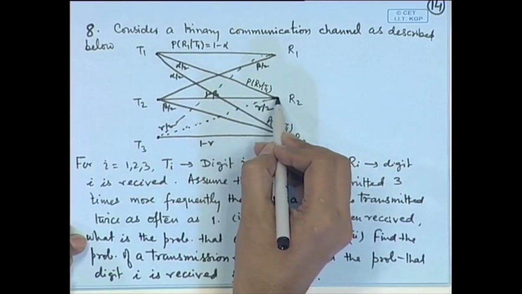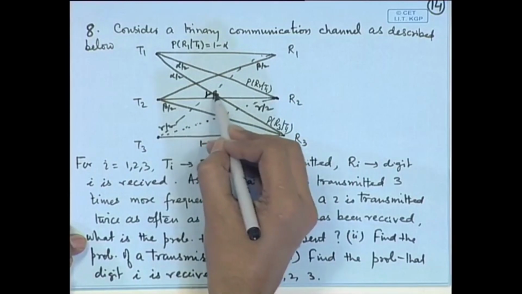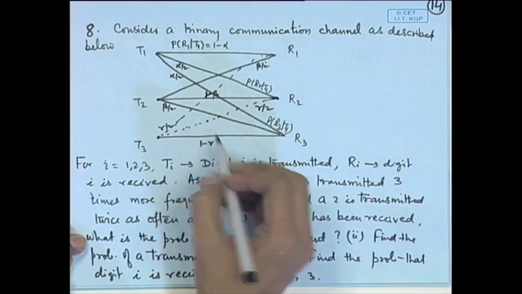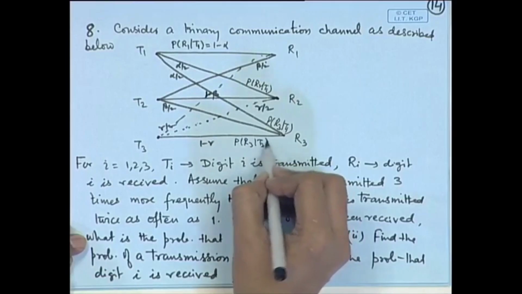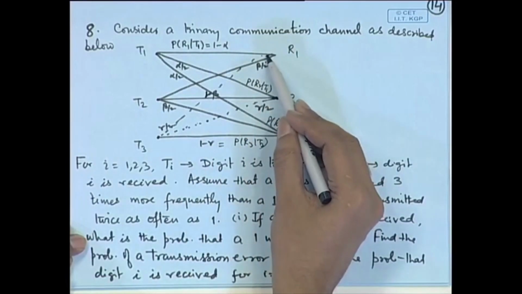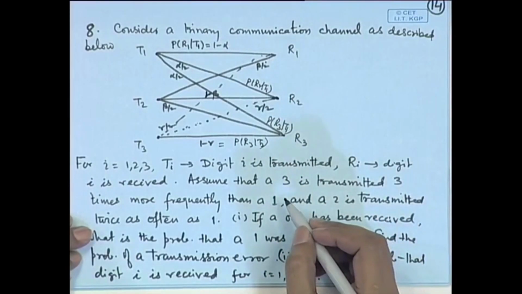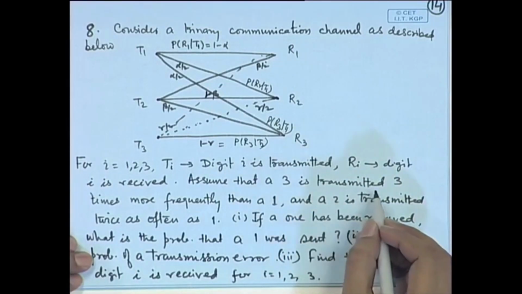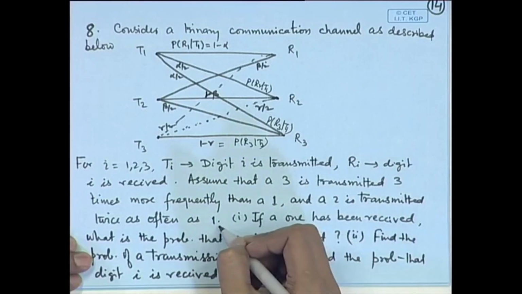Likewise, the probability that a 2 is received given that a 2 was sent is 1 minus beta, and it is beta by 2 for the other two possibilities. And similarly, the probability that a 3 is received given that a 3 is sent is 1 minus gamma, and gamma by 2 each is the probability that it is received as 1 or 2. Further, we assume that in this communication channel 3 is transmitted 3 times more frequently than 1, and 2 is transmitted twice as often as 1.